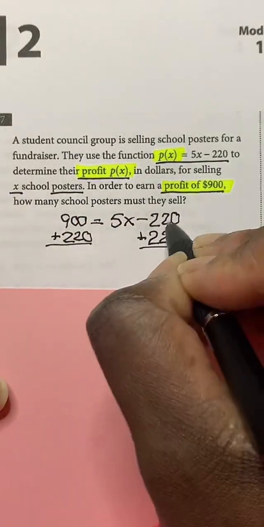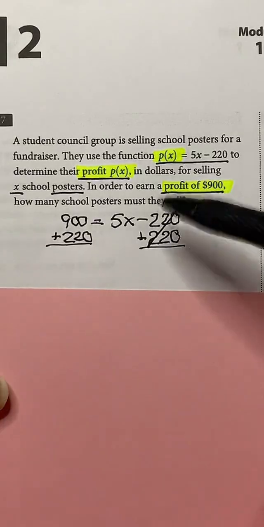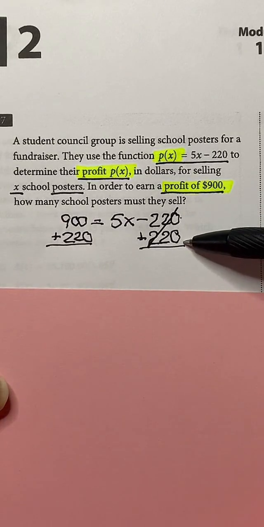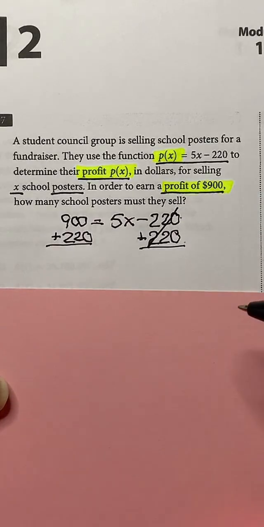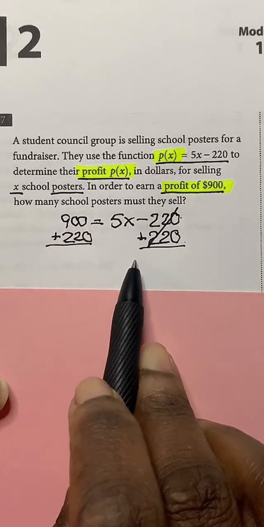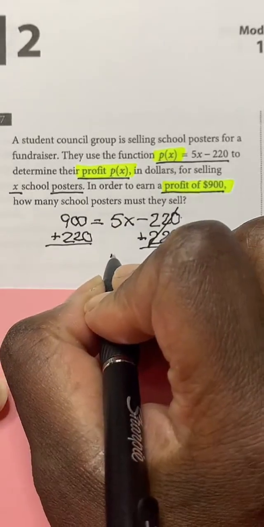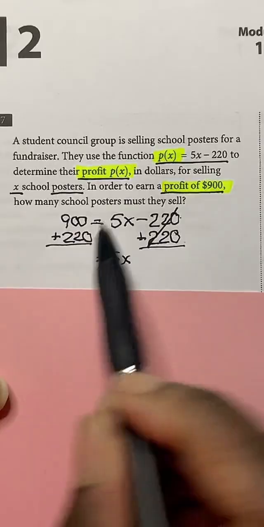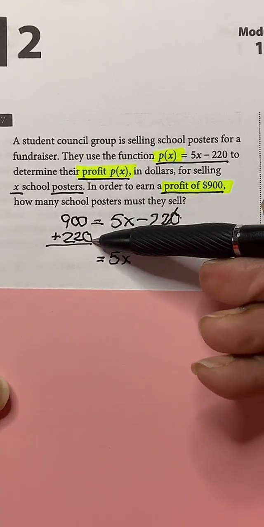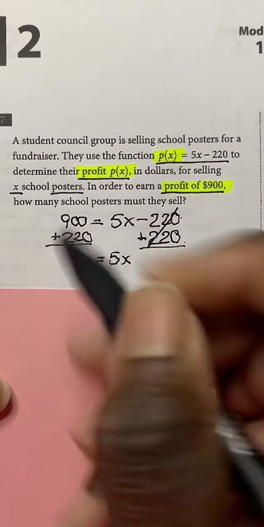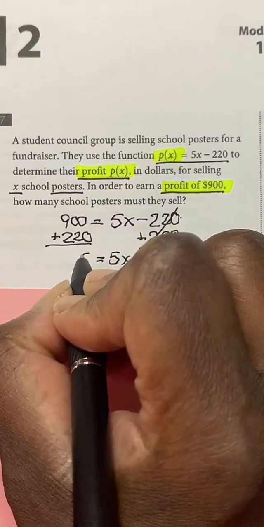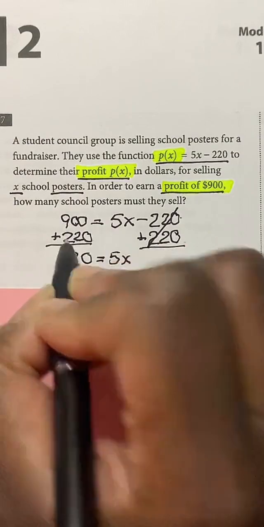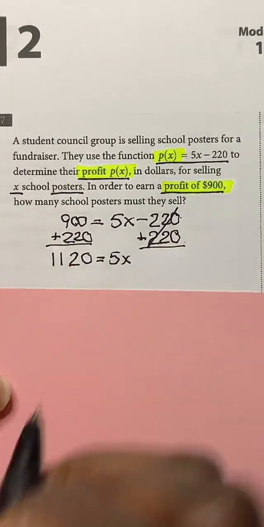So now we're canceling those out. Because if you owed me $220 and you paid me $220, guess what? You don't owe me anything. So what's left on this right-hand side is this 5x. So now we want to add the 900 plus the 220. So 0 and 0 gives me 0. 0 and 2 gives me 2. And 9 plus 2 gives me 11.